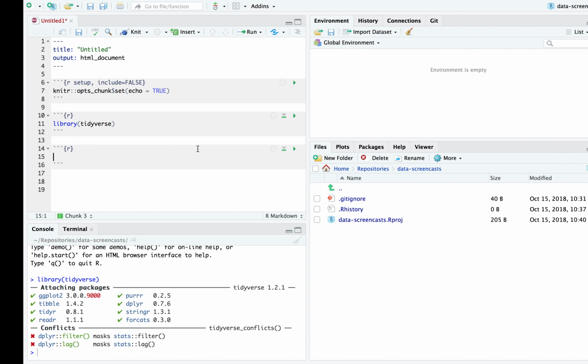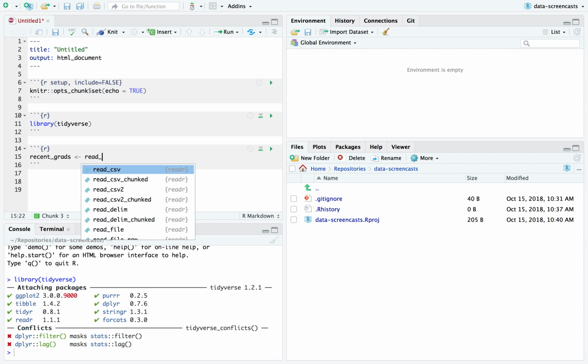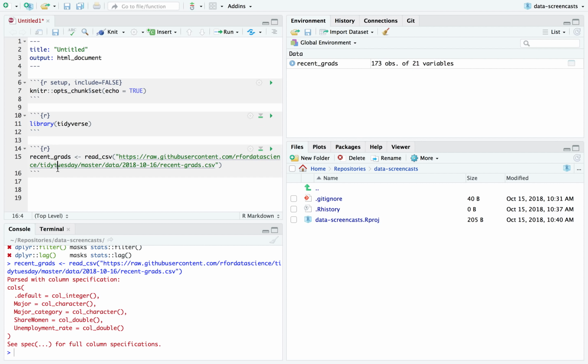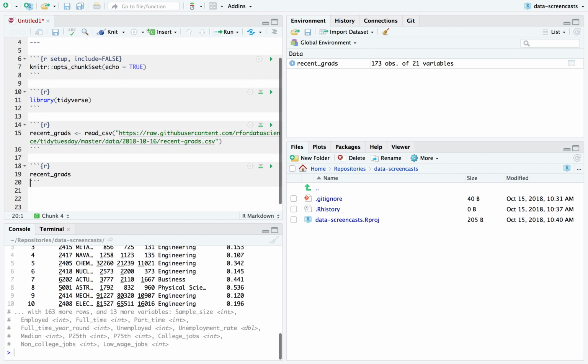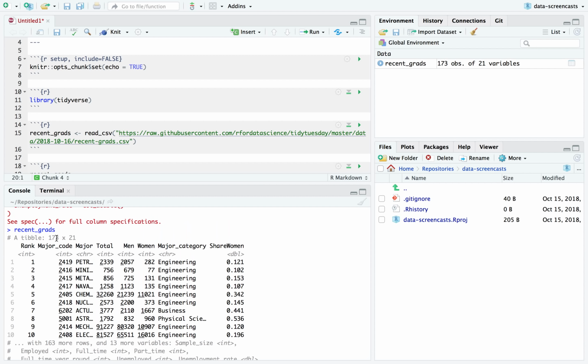So I'm going to create a setup chunk where I need to read in my data. What was it called? It was called recent grads. And I can, with the read CSV function, read directly from that URL. That was pretty easy. Here's my data down here. 173 rows. All right. I get the impression from the name of the project that every one of these rows is going to be a college major.